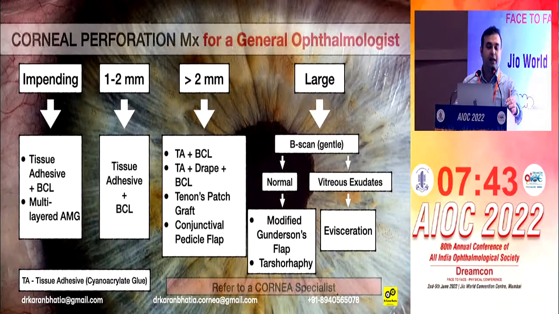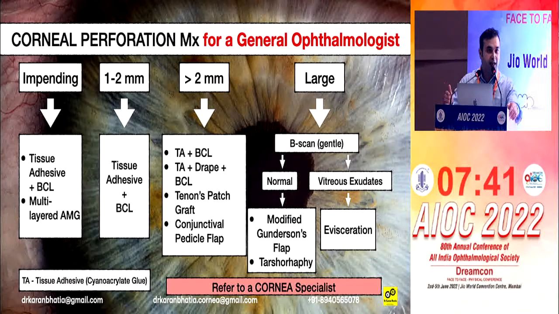But these same guidelines can be applicable for a general ophthalmologist, because you are not going to do a keratoplasty. The added thing over here would be to refer to a cornea specialist whenever in doubt, and once you've done the primary procedure, you can again refer the patient if they are too far away. So for any impending perforation, I would recommend a tissue adhesive and a bandage contact lens. A tissue adhesive meaning a cyanoacrylate glue or a multi-layered AMG as well.